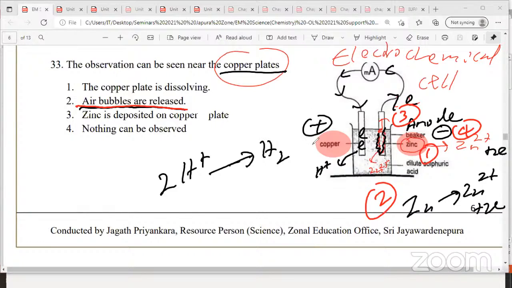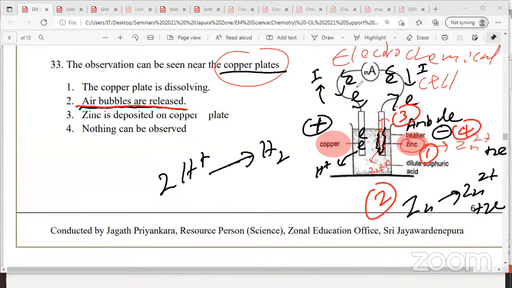After that, look at the other side. Definitely it should be positive. If zinc is negative, copper has to be positive. Electrons travel from negative to positive. I mark the direction of the electrons here. Negative zinc to positive copper, anode to cathode. Current is in the opposite direction. Current will travel from copper to zinc.